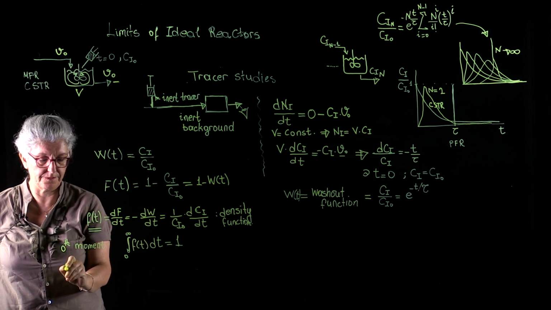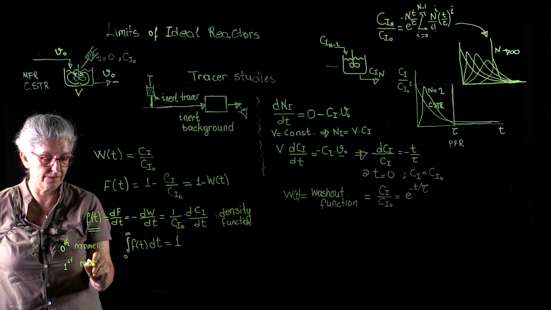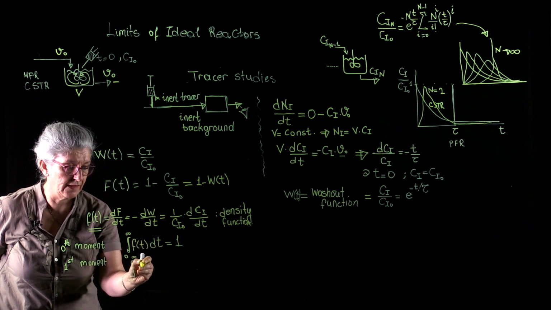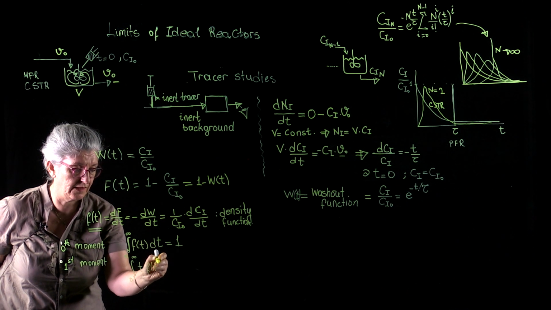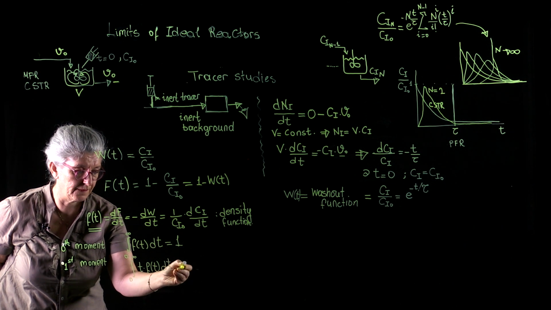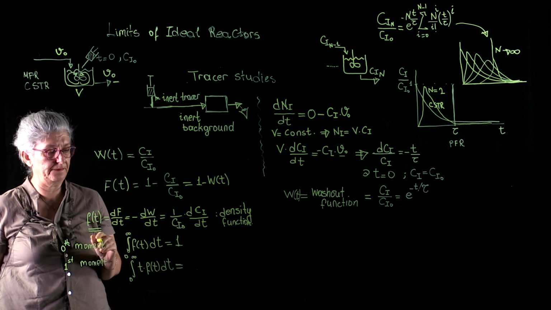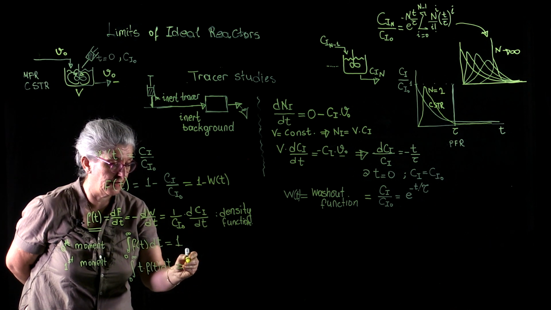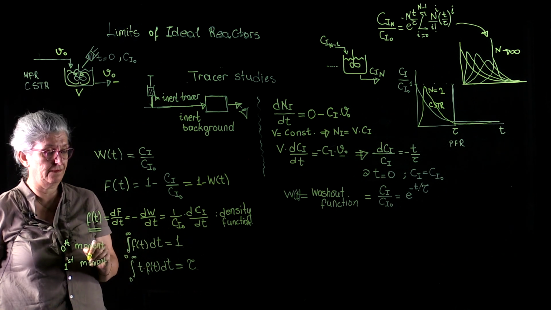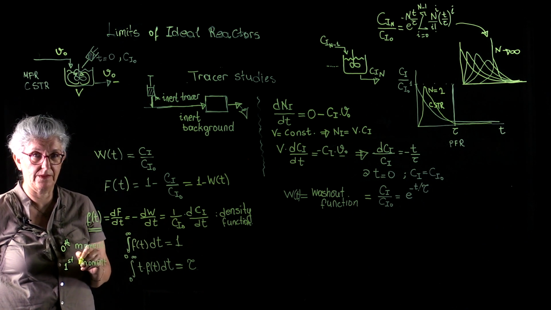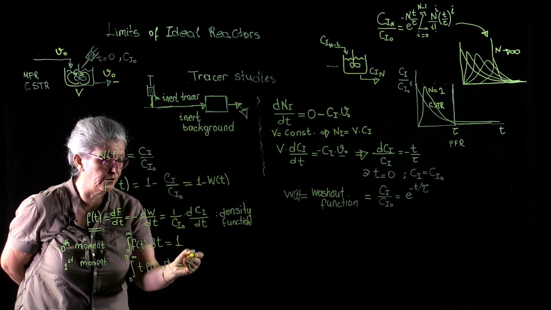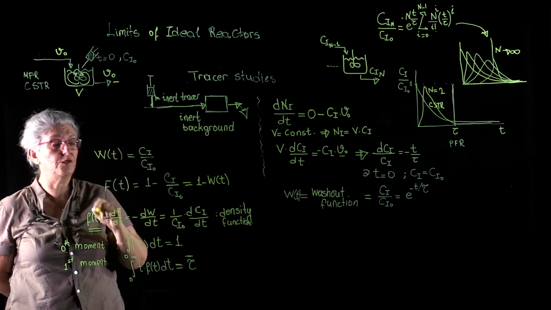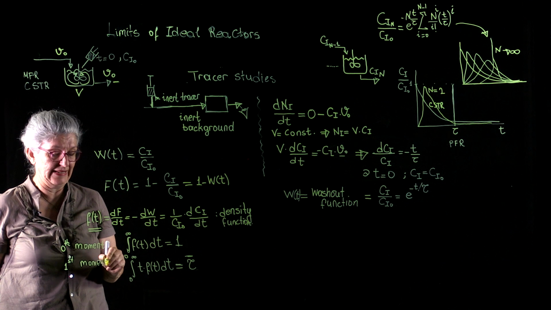The first moment is between 0 and infinity, t times f of t dt. All right. So this gives us the mean residence time of the fluid in the reactor. I'm going to put a bar here in order to differentiate this residence time from this residence time, V over V0. This is going to be somewhat different.